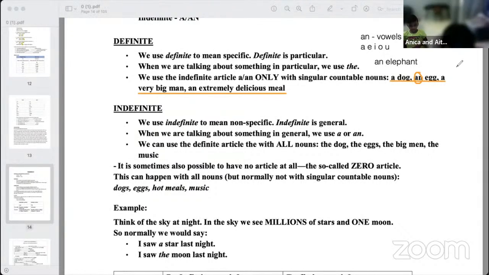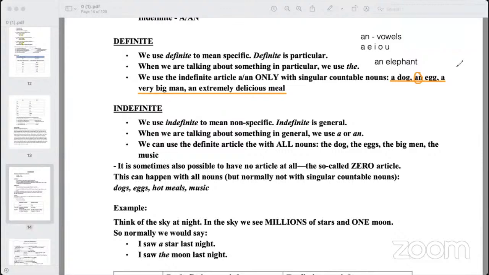Because E is a vowel letter. Good, well done. So any word that starts with a vowel letter must have an in front of it. And then indefinite means non-specific. So when you're not talking about anything specific, just in general, we use a or an.